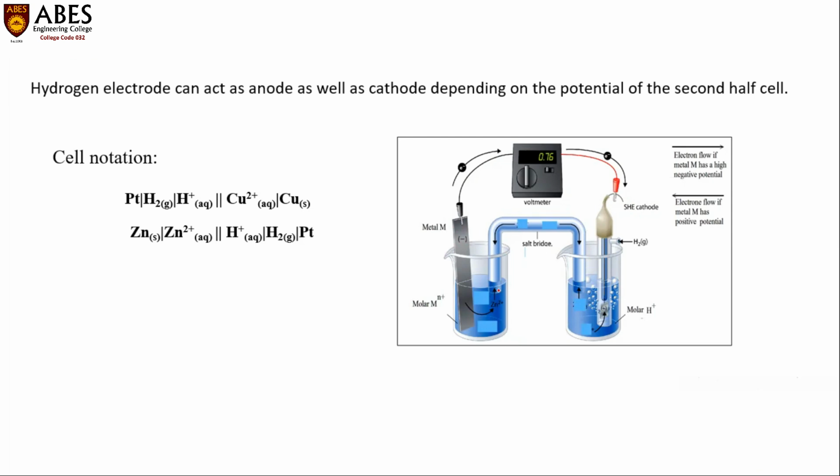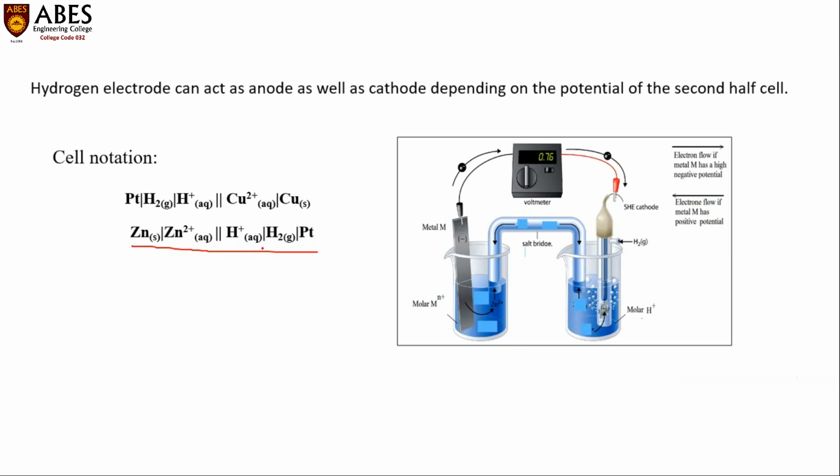And the salt bridge, as we know, works to maintain the electrical neutrality. It will complete the circuit. So this is the representation of this cell. Zinc is converted to Zn2+ and it is on the anode, so it will be written on the left side, and H+ is going to convert to H2 at the platinum electrode. It will be written on the cathode.